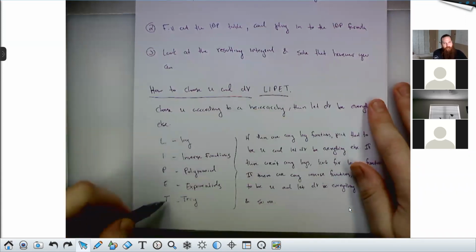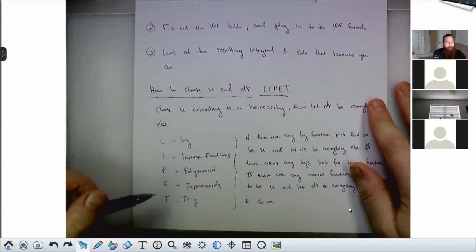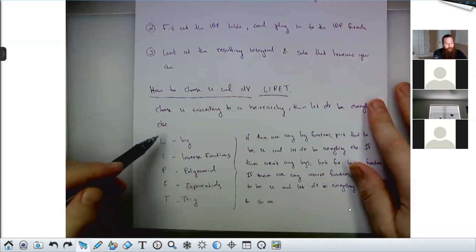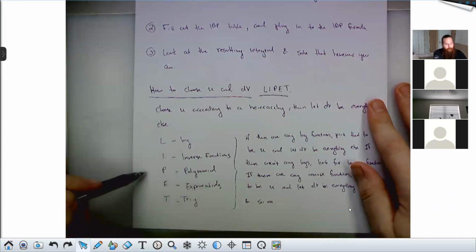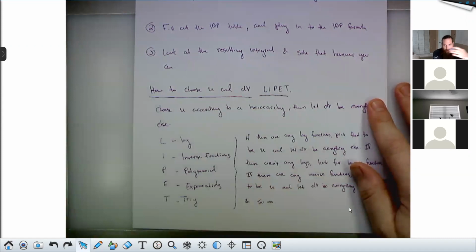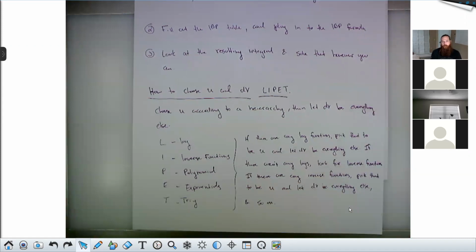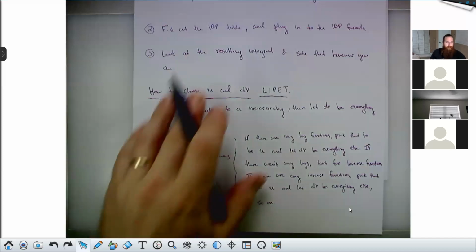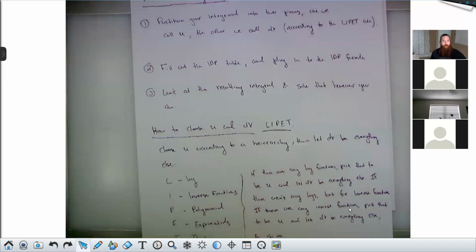So you come down this list until you find something that's in your integral. Once you find something coming down this list that's in your integral, you'll pick that to be u, and you'll let dv be everything else. Then you apply the formula. That's how this rule works. And that's it. This is your total strategy for integration by parts.